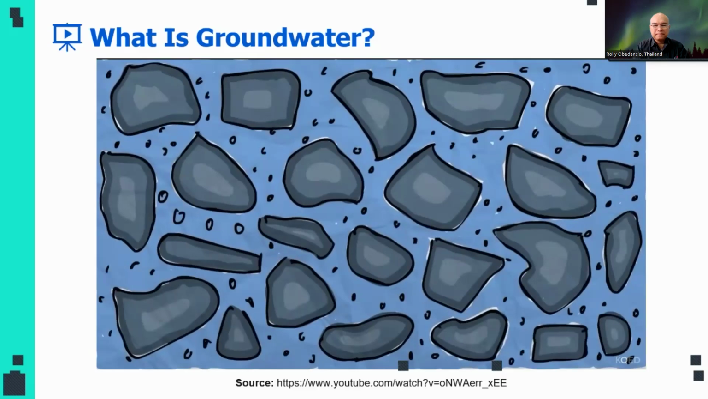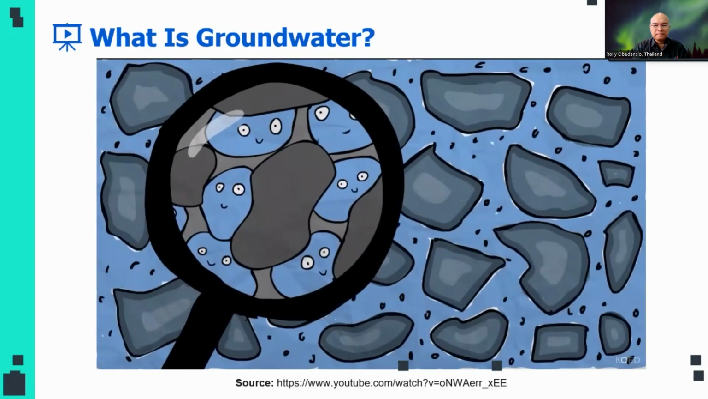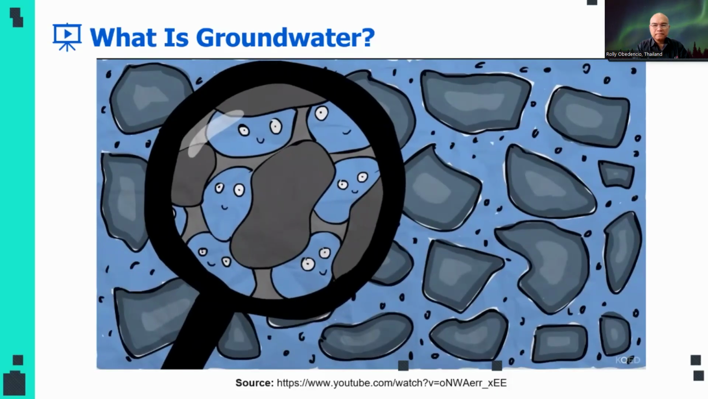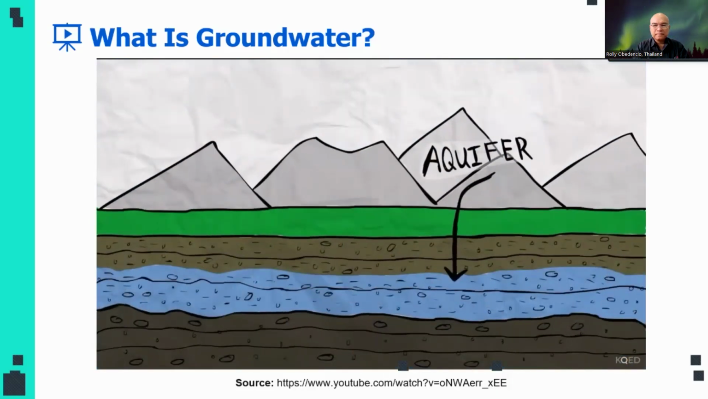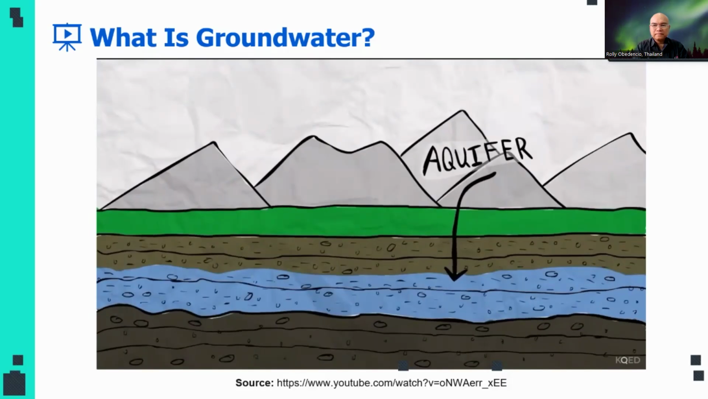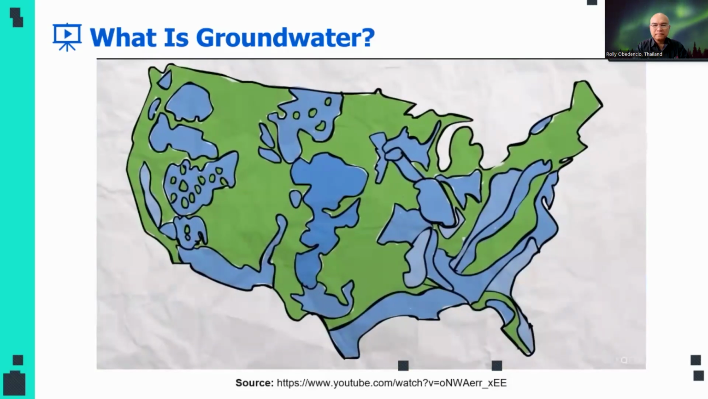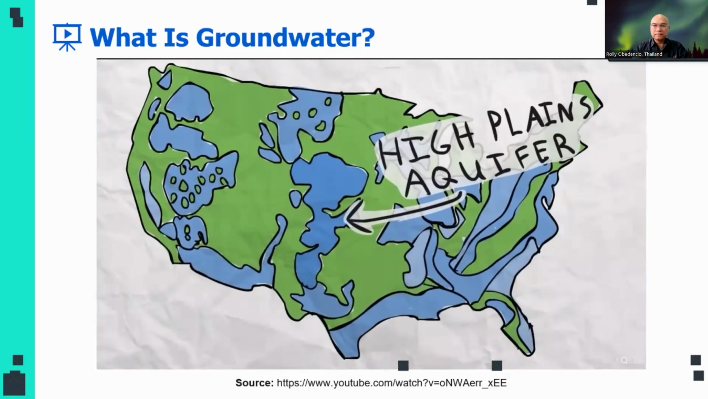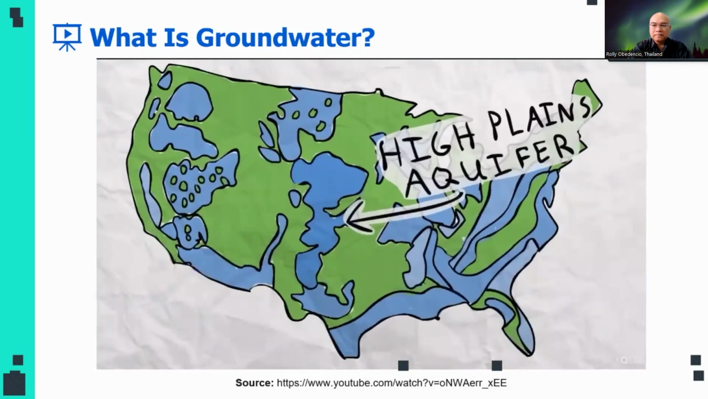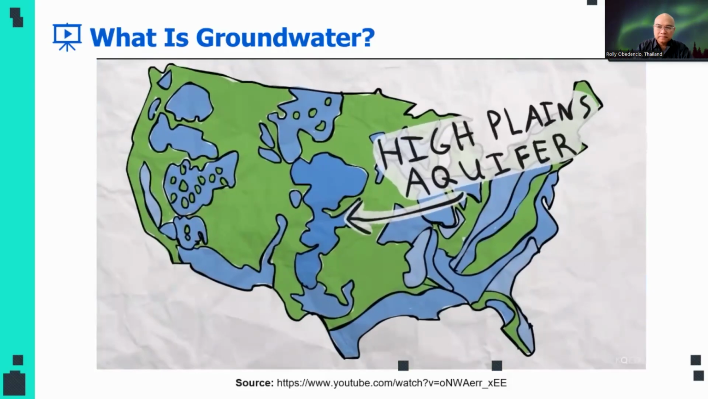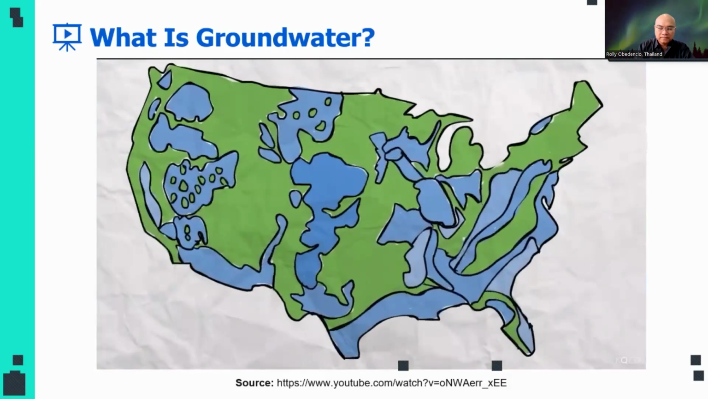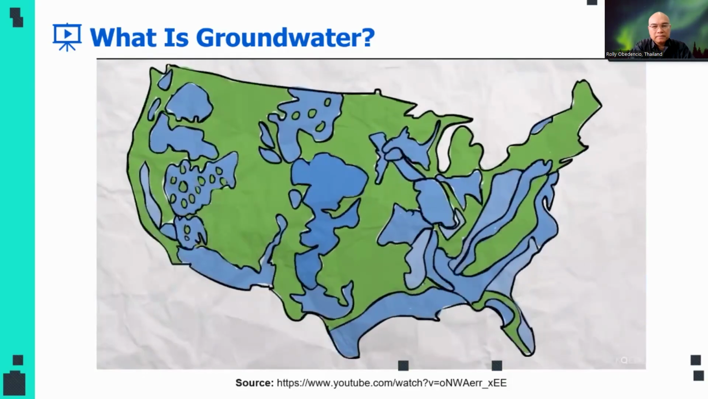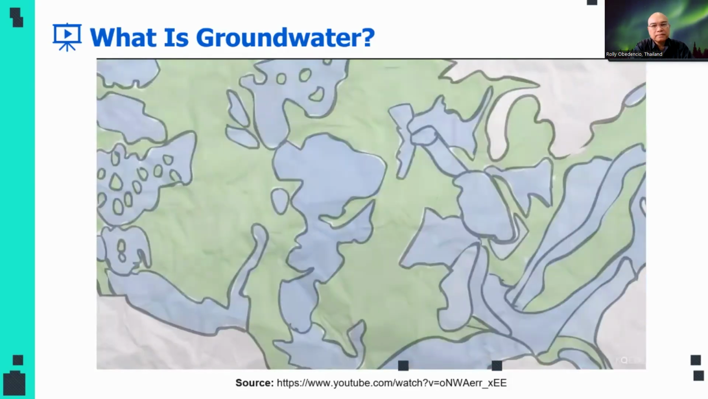Groundwater is water that's crammed in the tiny gaps between rocks, soils, and sediments under the ground. A full body of groundwater is called an aquifer. There are huge aquifers all across America. The biggest is the High Plains Aquifer, which covers 174,000 square miles right in the middle of the country. Anything that big deserves a closer look.